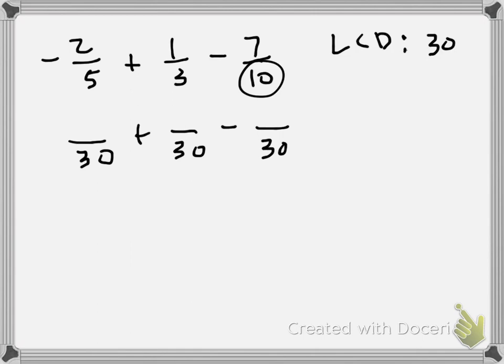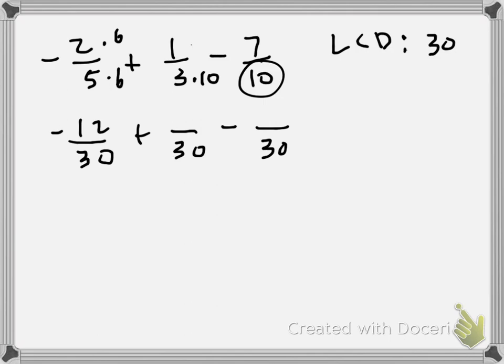Okay, so over here, we look at this first fraction. We've got the 5. We want to multiply by something to make it into a 30. It's got to be a 6. And then if we do that to the bottom, we have to do the same thing to the top. So negative 2 times 6 gives us negative 12 up top here. In the middle, 3 times 10 gives us 30.